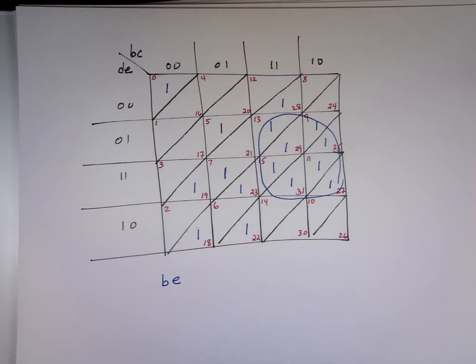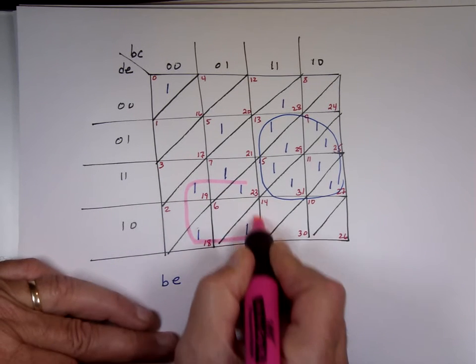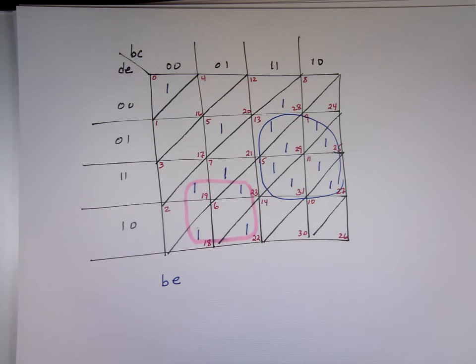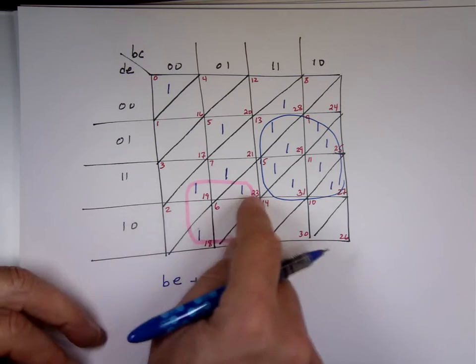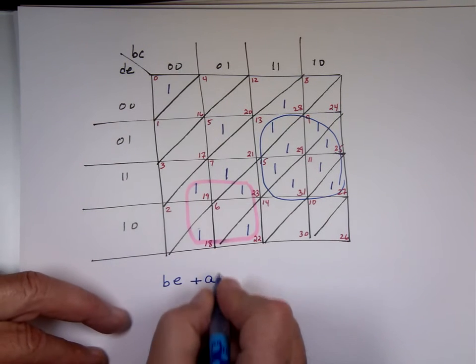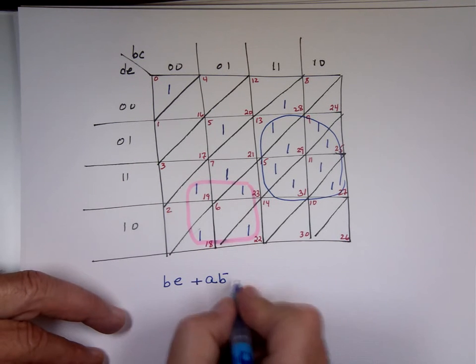I also see 4 ones on the bottom half right here. Each one of these 4 cells on the bottom has a 1 in it. And if you look at that, that means A did not change. A has a value of what? 1 in the bottom. B stayed 0, that's B bar. C did change, that's gone. D stays 1, that's D, and E is changing.